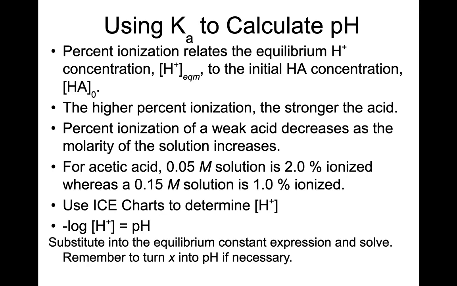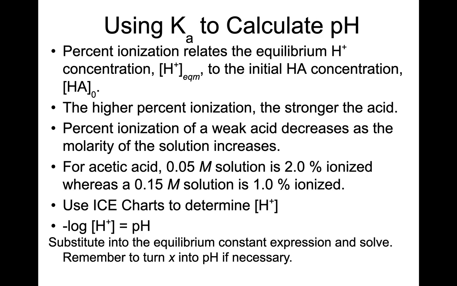So for example, acetic acid is 2% ionized if it is 0.05 molar. But if we increase that concentration to 1.5 molar, we would find that it's only 1% ionized. Again, I'll show you a graph of this on the next slide.